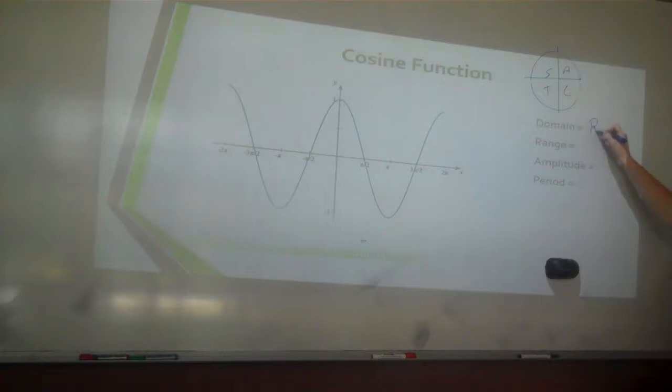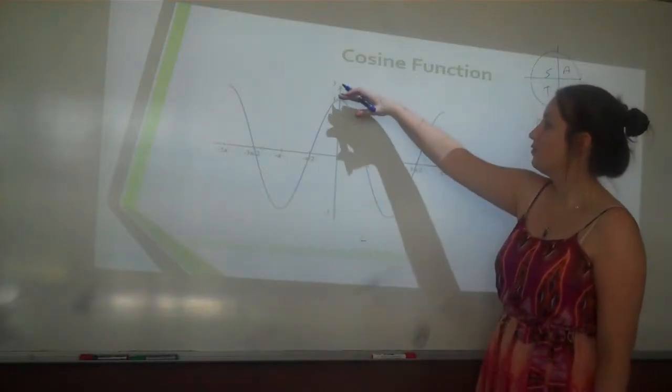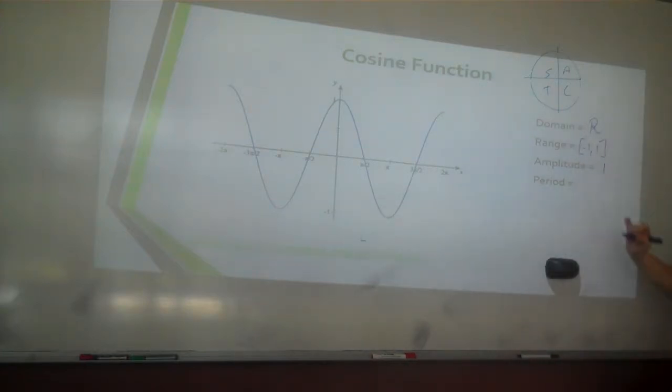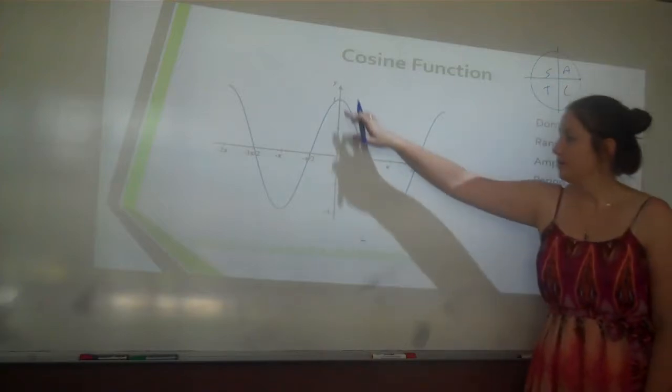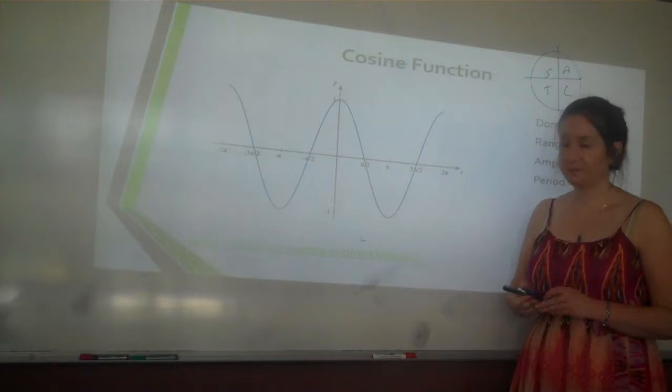Once again, the domain is the reals. The range in this case is from -1 to 1. The amplitude again is defined as half the distance from the maximum to the minimum, which in this case is 1, and the period, it repeats every 2 pi. It repeats, then it will repeat again, and so on.